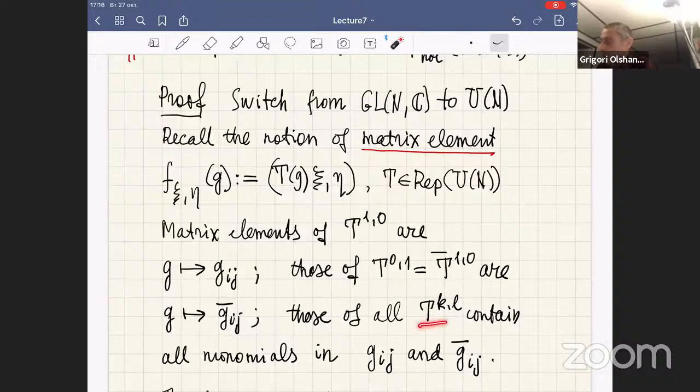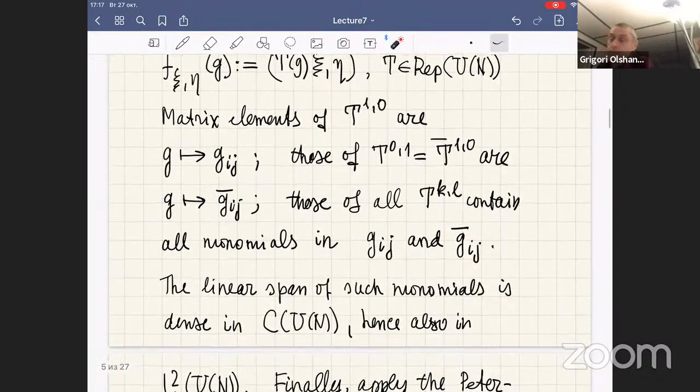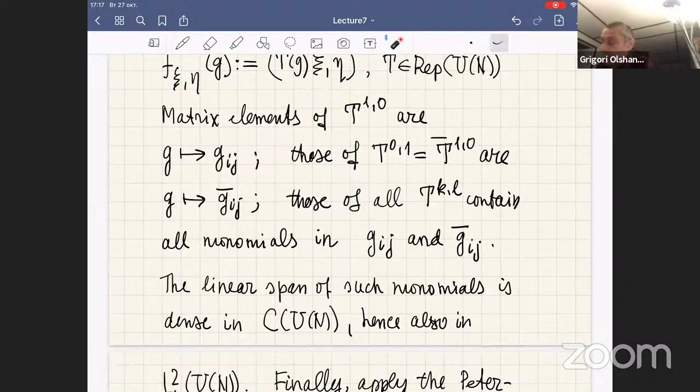And those from all these tensor representations contain all possible monomials which can be formed from these elements and from these elements. So what do we get? We have a compact space, this is a compact space, and we have an algebra of functions which are spanned by these matrix elements. And this algebra of functions is closed under complex conjugation because of this bar here. And it separates points, it's obvious.